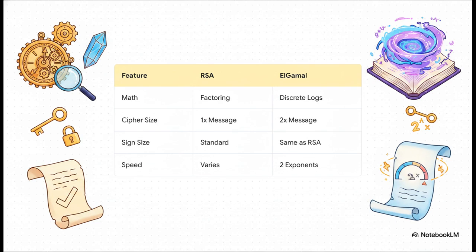But for encrypting messages, ElGamal gives you that incredible randomized security at the cost of doubling the ciphertext size and requiring 2 mathematical exponentiations to encrypt, compared to RSA.